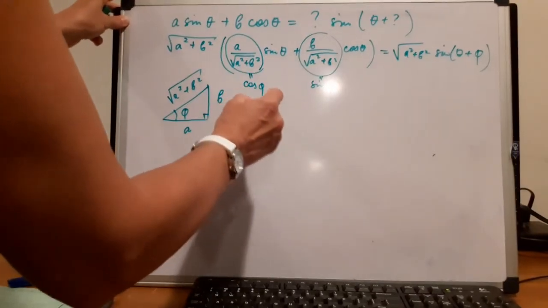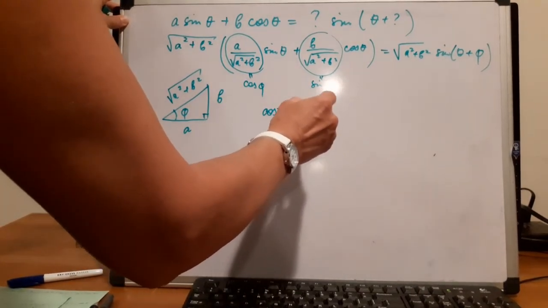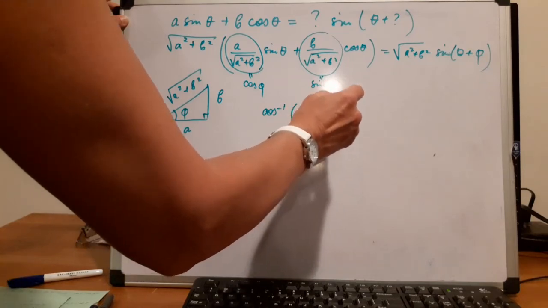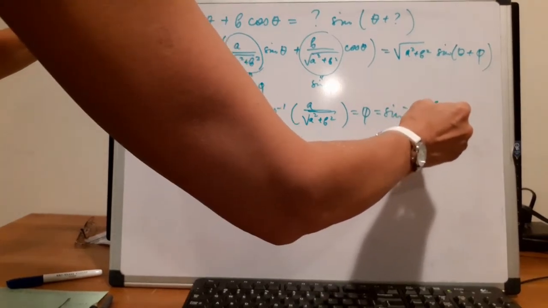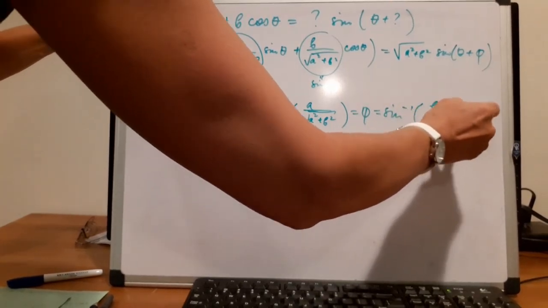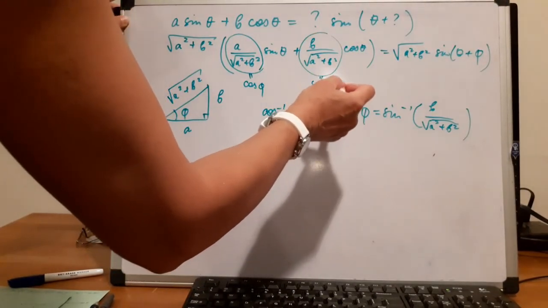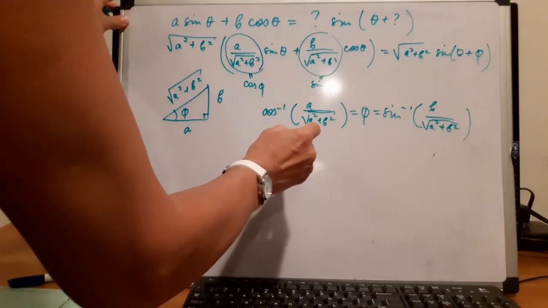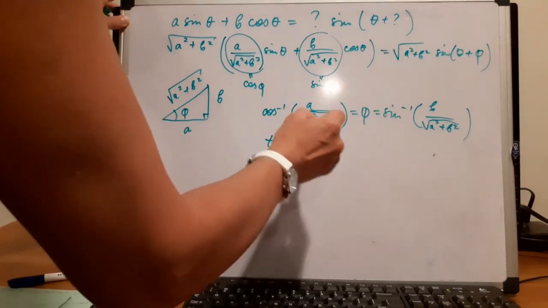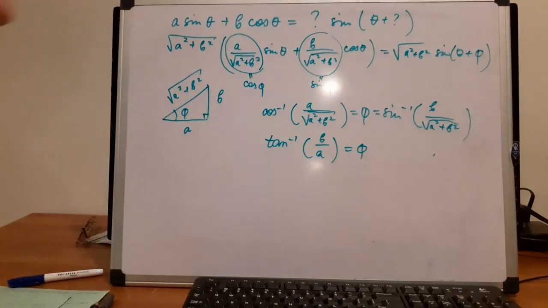Actually, phi can be calculated either as cosine inverse of a over square root of a square plus b square, or sine inverse of b over square root of a square plus b square. Just because this one is sine, if I put sine inverse here, they cancel each other, and I'm going to get phi. Another way to calculate it, maybe a little bit easier, is tangent inverse of sine over cosine, so b over a. Let me show you an example of how to do it.